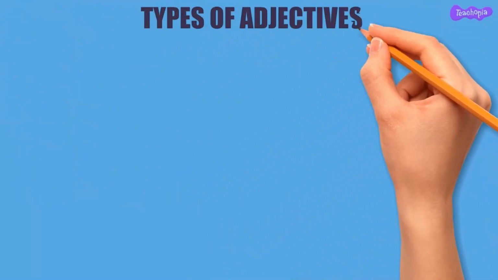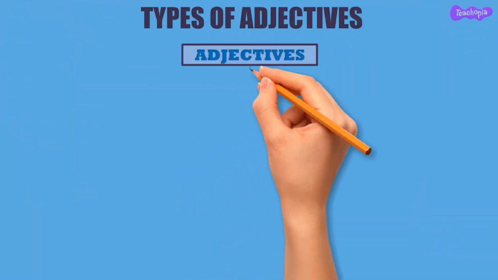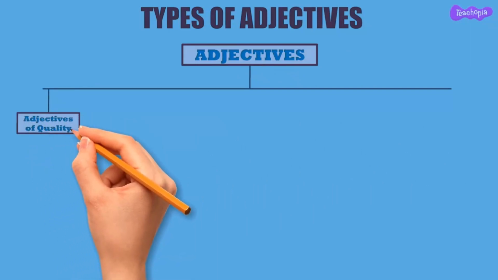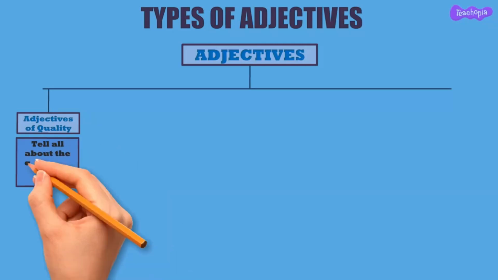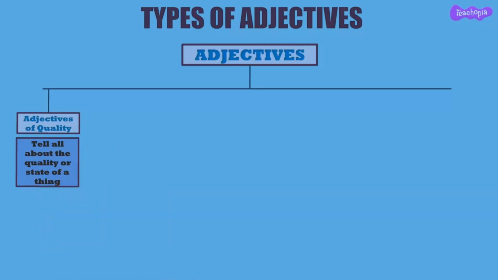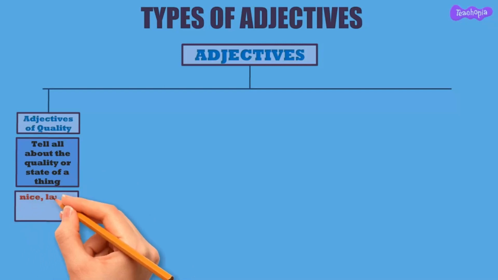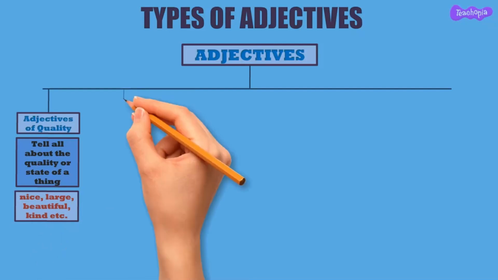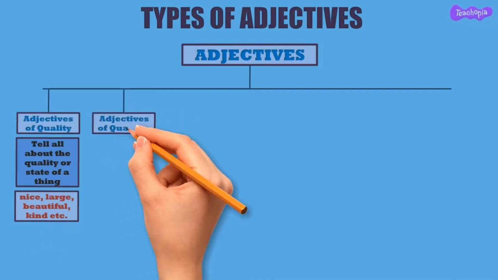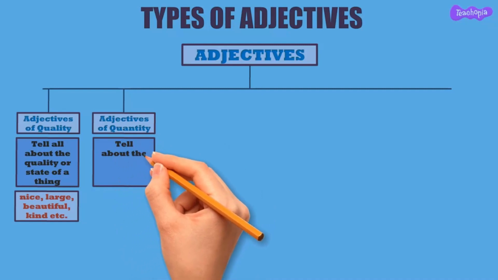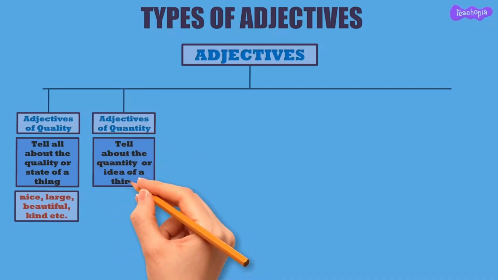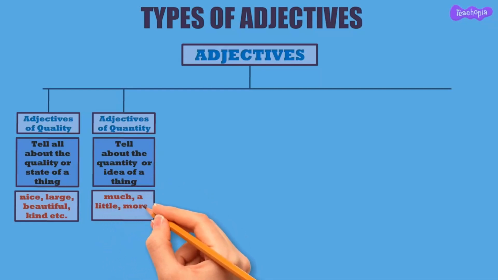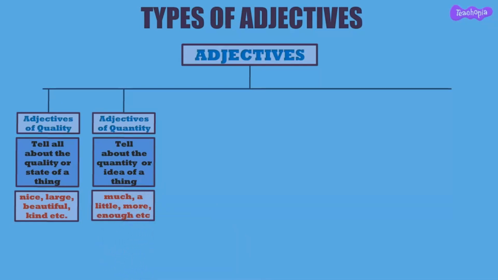Types of adjectives. There are 6 types of adjectives. The first being adjectives of quality. They tell us all about the quality or state of a thing. For example, nice, large, beautiful, kind, etc. Second, adjectives of quantity. They tell us about the quantity or idea of a thing. For example, much, a little, more, enough, etc.